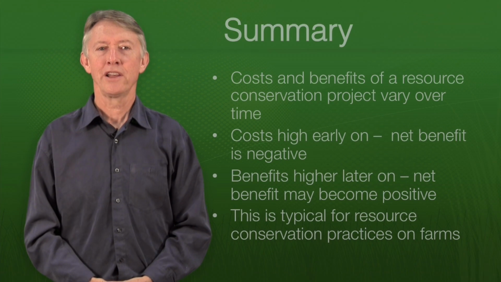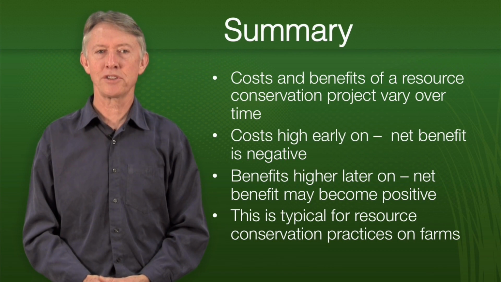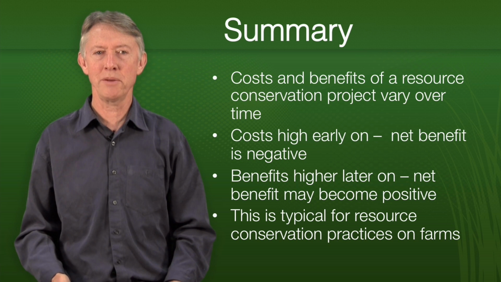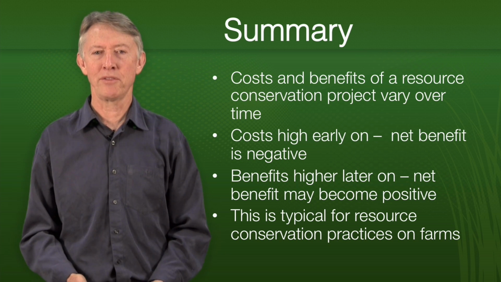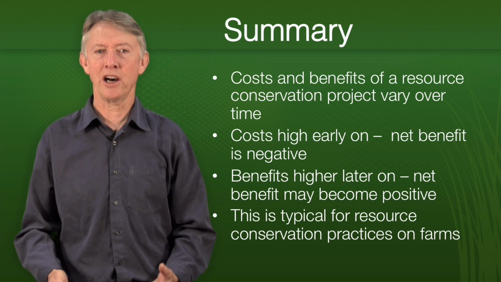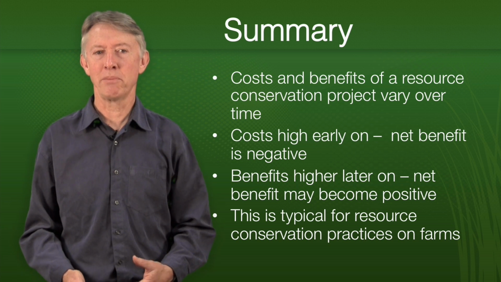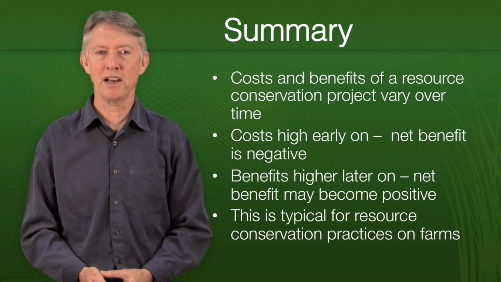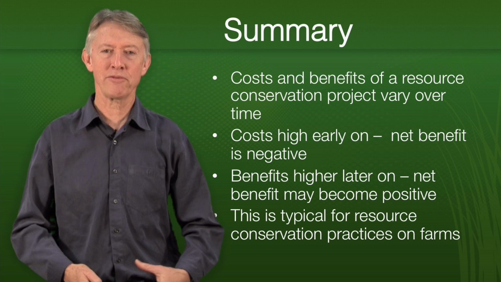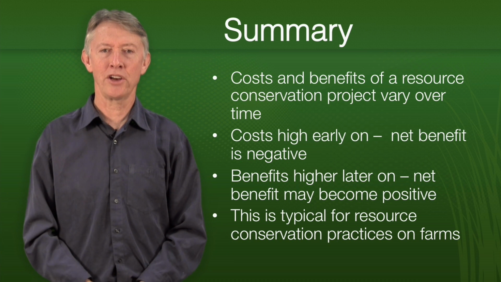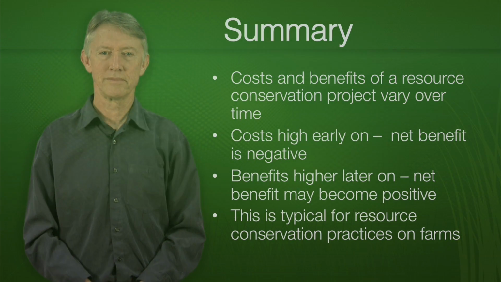So in summary, the costs and benefits of a resource conservation project tend to vary over time. In particular, costs tend to be high early on and the net benefit is negative. Benefits tend to be higher later on and the net benefit may become positive if the benefits are large enough. This is a very typical pattern for resource conservation projects of various types when they occur on farms.